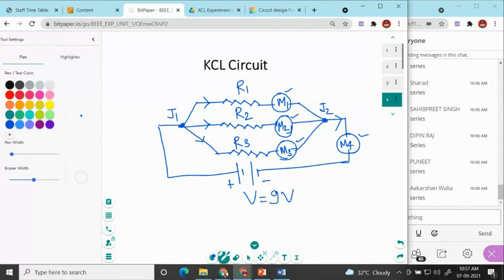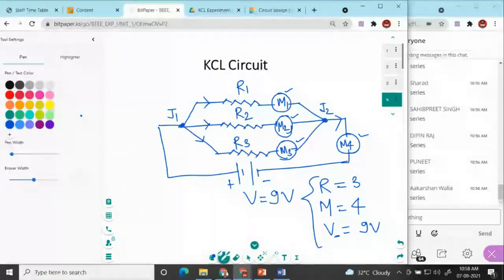Okay, so write down these specifications. What is the requirement? Resistors, you require 3 resistors. Then multimeters, you require 4 multimeters. Voltage, DC voltage you want is 9 volt. Okay, so this is the experiment component requirement list. That much you require, and some connecting wire should be used for this experiment.